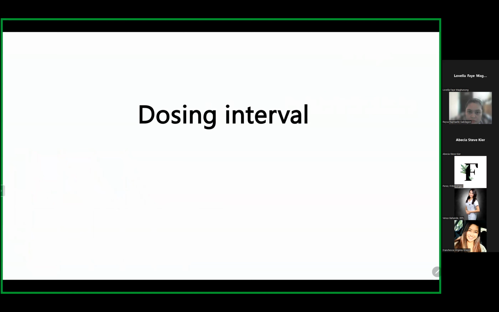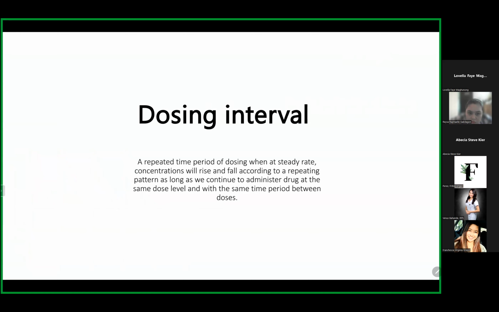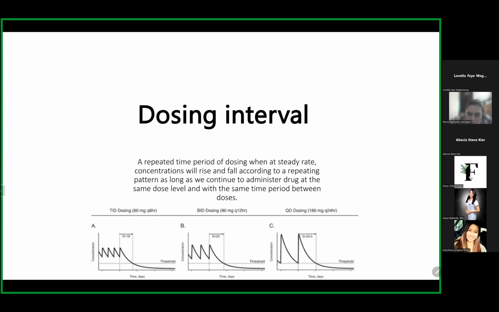Dosing intervals. It is a repeated time period of dosing when at steady state, concentrations will rise and fall according to a repeating pattern as long as we continue to administer the drug at the same dose level and the same time period between doses. This is a typical example of our dosing intervals with different doses and different time intervals.